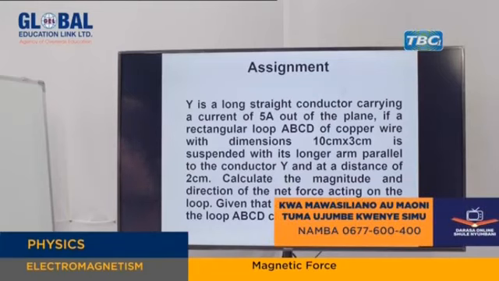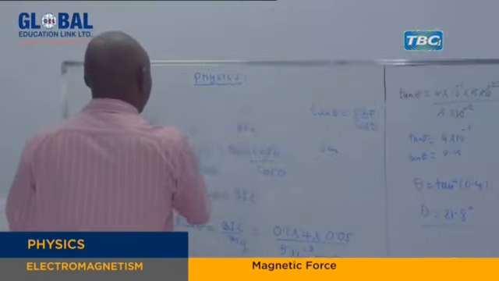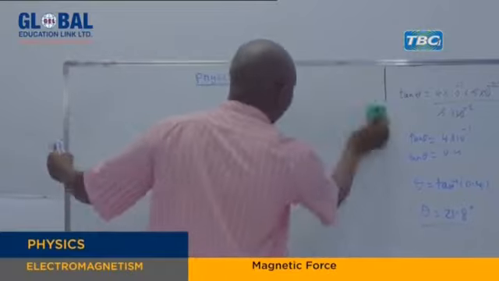Think about that. You should know how to draw these two scenarios. We are given the first wire, a straight conductor, which carries current out of the plane. And then we have another conductor, which now forms a rectangular loop, ABCD. The length is given, and the width is given, and the current there is given as 3 ampere, flowing clockwise. So let me give you hints on how to check and solve those questions, but it's your assignment.